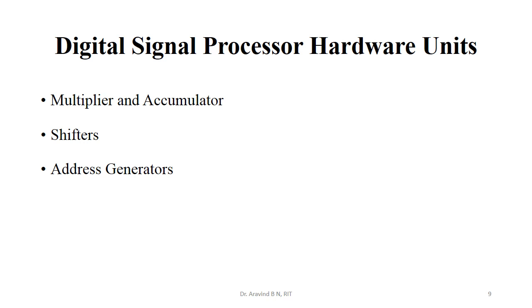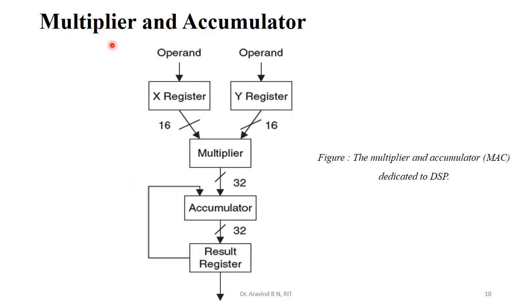Now let us get into the hardware units present in the digital signal processor. First one, multiplier and accumulator. Second one, shifters. Third one, the address generators. Let us take one after another. First one, multiplier and accumulator.